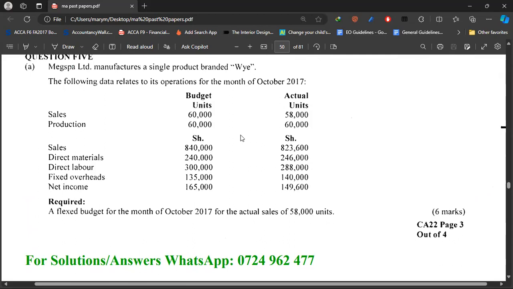Mexpar Limited manufactures a single product branded WYE. The following data relate to its operation for the month of October 2017. We have budget and actual. We have sales 60 units and actual 58 units. Production 60 units, actual 60.